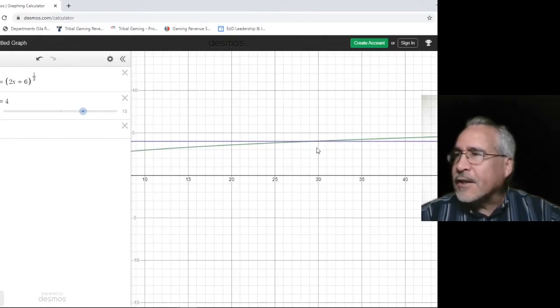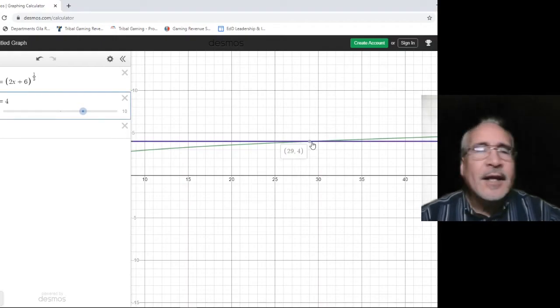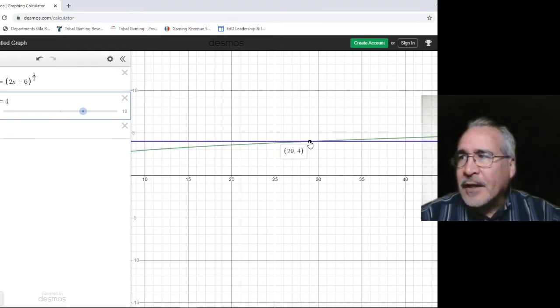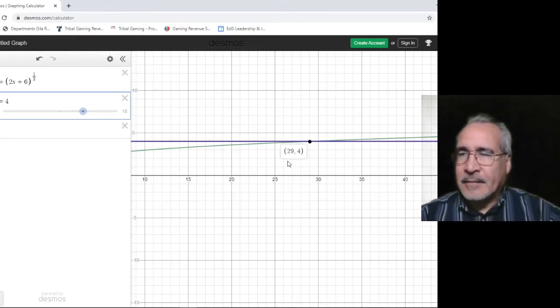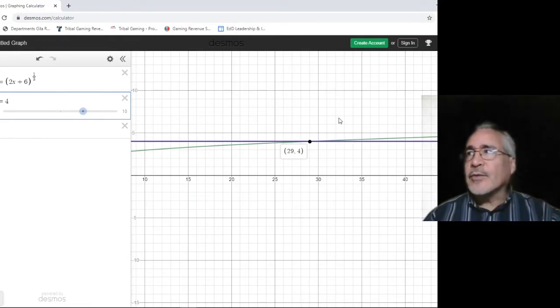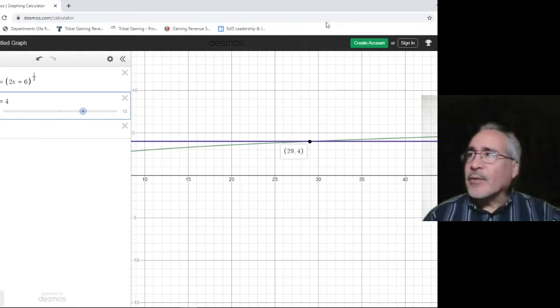I can see the intersection somewhere, and then I just, boom, hit it. Desmos is so nice to me. It just gives me the answer, 29. And if I want to save it, I click on the dot, and it actually labels it for me. So 29 is our answer. X equals 29 is our answer. That's Desmos. Just know that you do it this way.